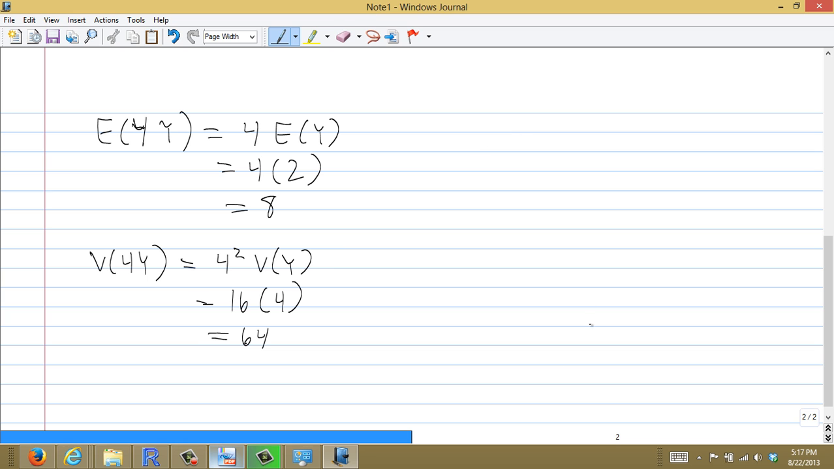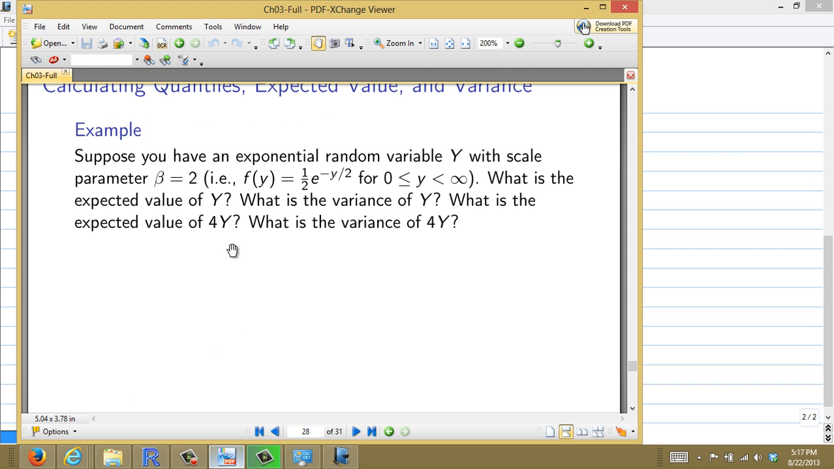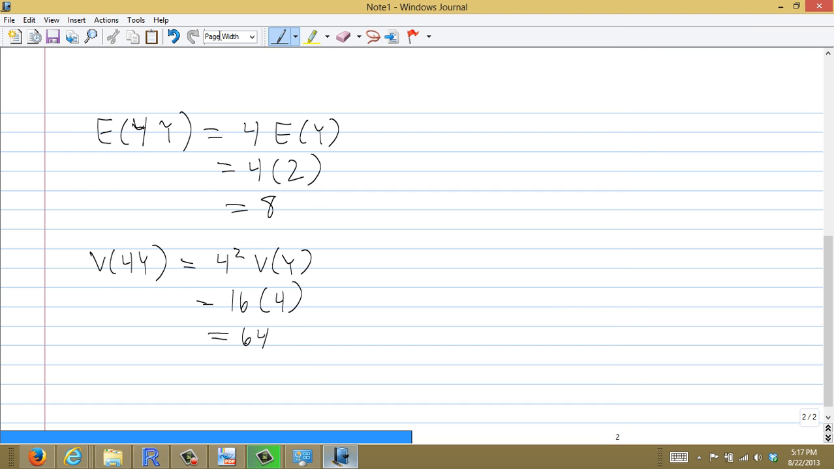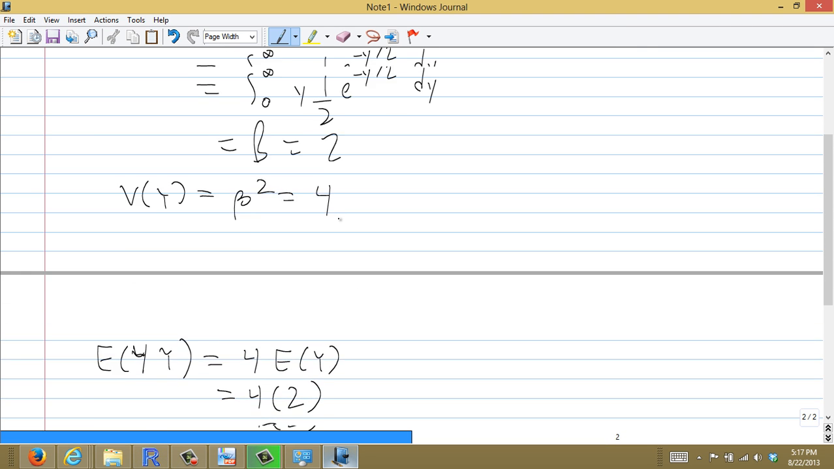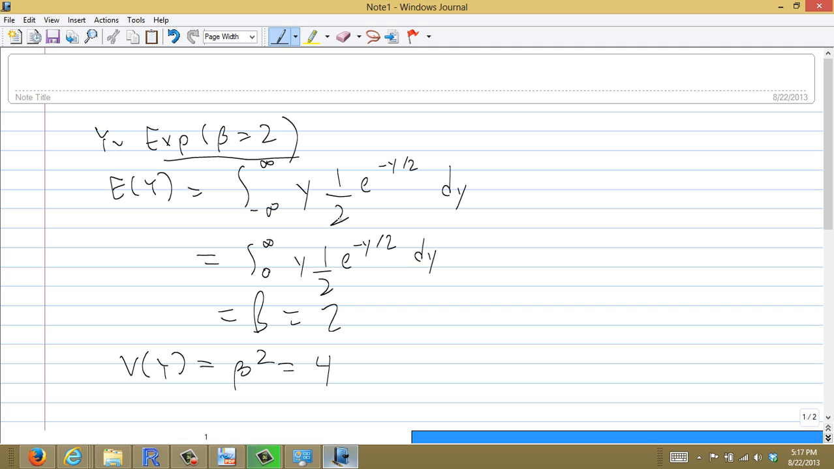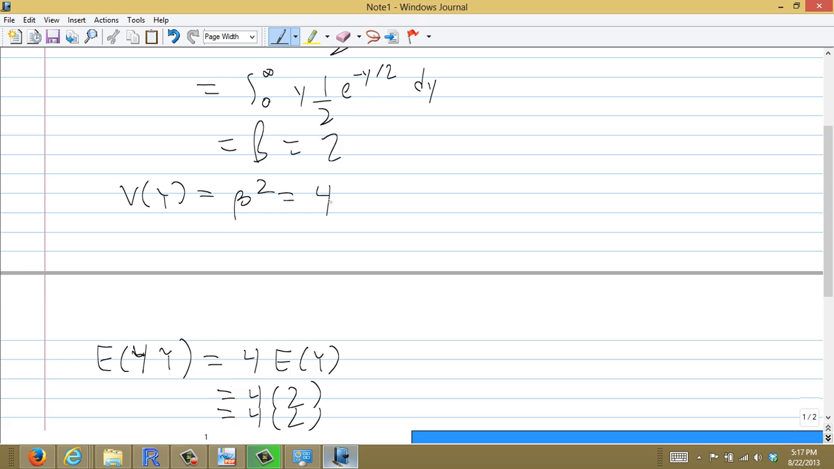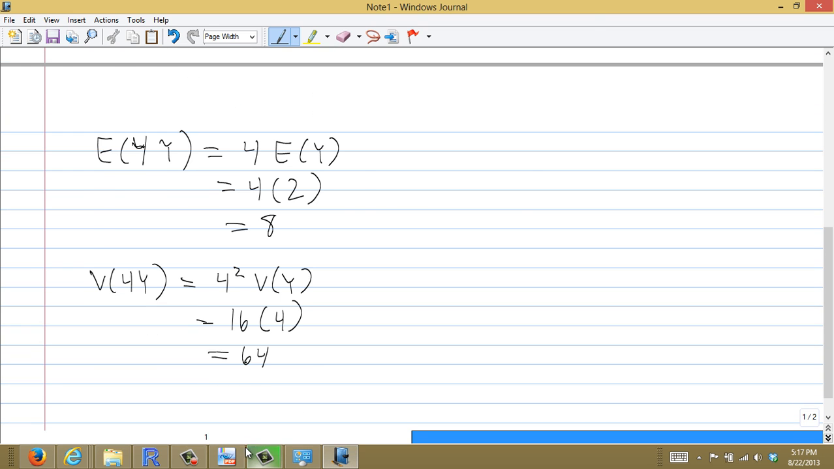And so, looking at this example, what initially could have been a pretty annoying or tedious example, trying to integrate out our expected value by definition, which sometimes we'll have to do. Instead, we used the table of common statistical distributions. We used the fact that we knew the mean and the variance for the exponential distribution. That allowed us to solve this problem in a much quicker fashion.